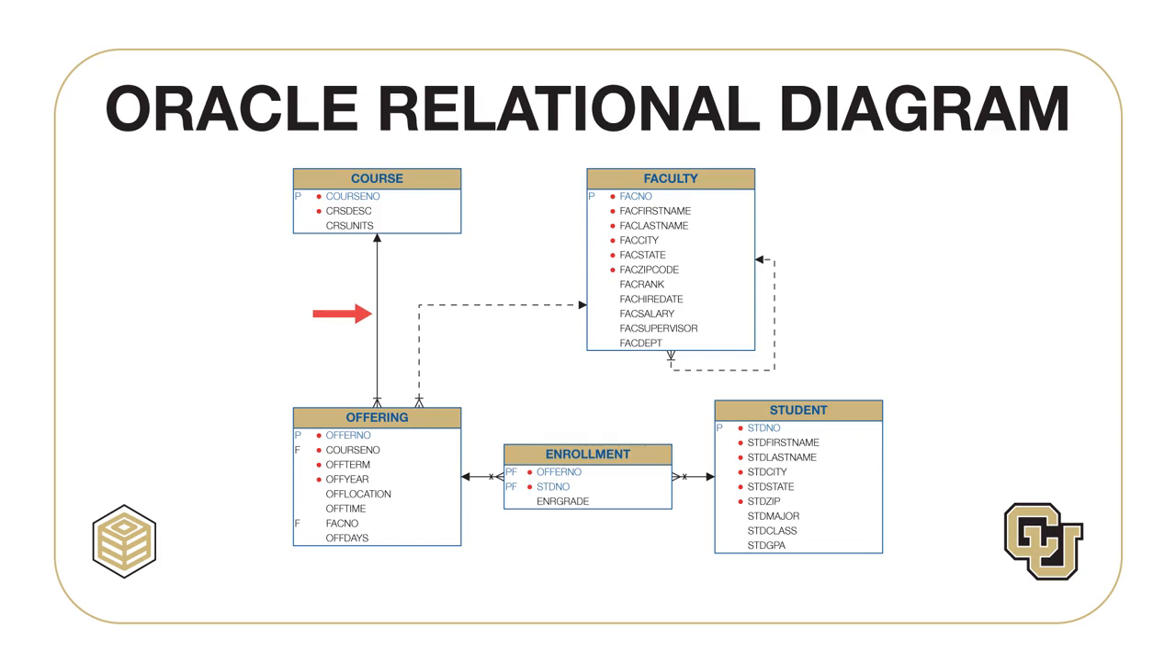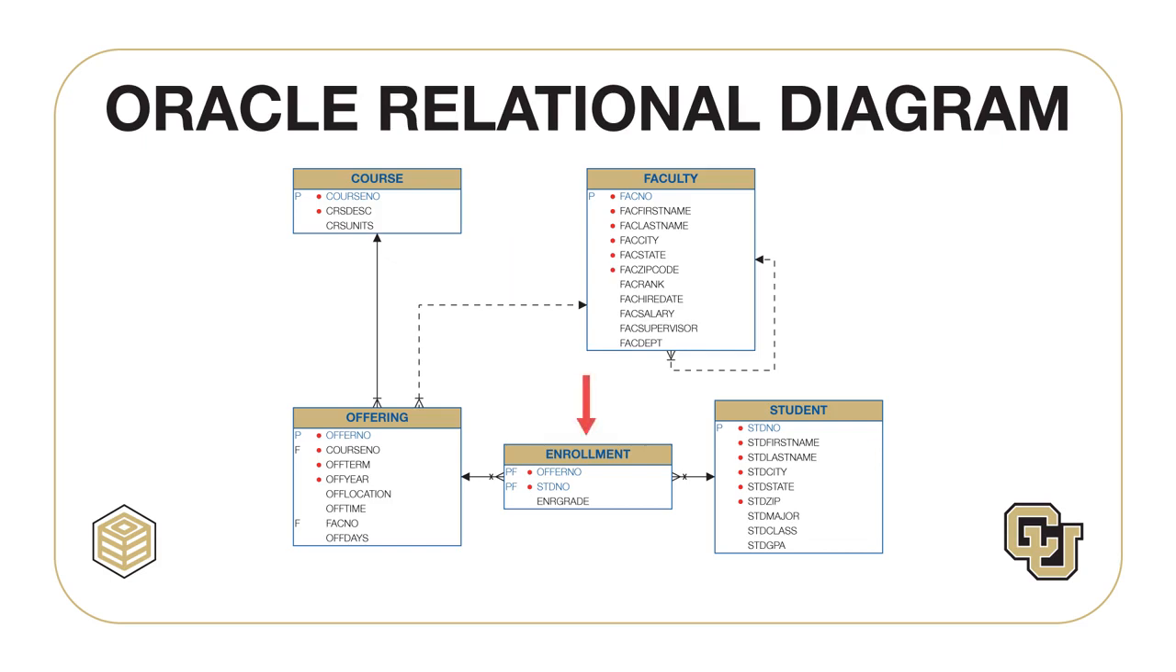A solid line means that the foreign key cannot have missing values. For example, the values in the course number column of the offering table cannot have missing or null values because the relationship line is solid. A dashed line means that the foreign key can accept missing or null values. For example, the faculty number foreign key in the offering table can accept null values as the faculty for an offering may not be assigned until after the offering is initially entered in the database.